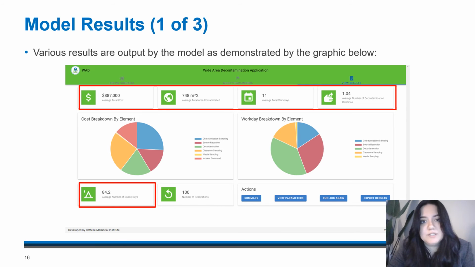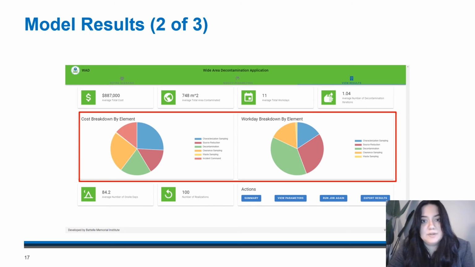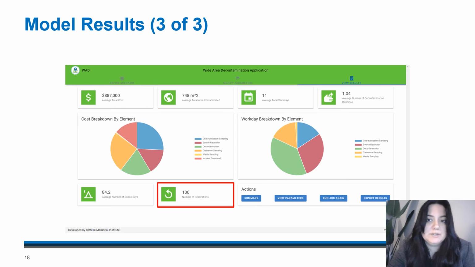Now, we include various cost and time results that are calculated by the model as demonstrated in the screenshot from the wide area decontamination tool, including the total cost, the total area contaminated, total work days and on-site days, and then the number of decon iterations that were performed. And a breakdown of cost and work days is also included for each element within the decon process. And finally, each scenario can be run multiple times, up to 10,000 times, and the results show the potential range of outcomes based on the input uncertainty.